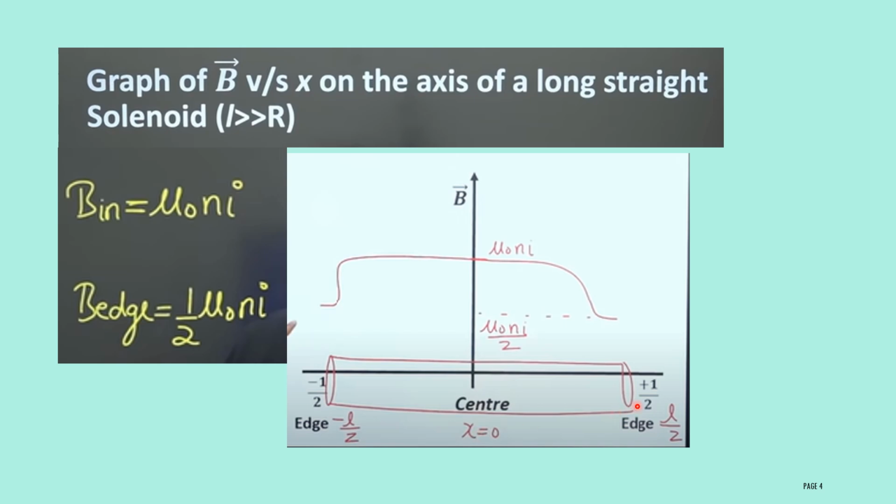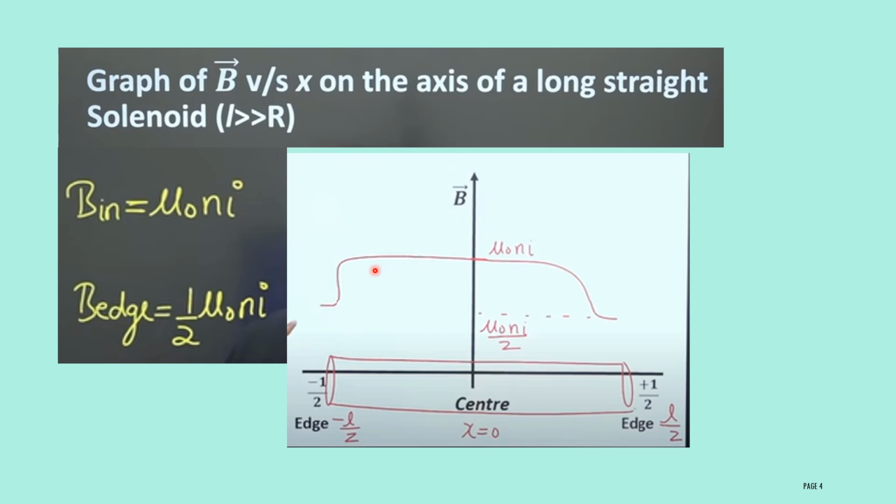Then if L is the length of the solenoid, at the positive x-axis the position will be L by 2, and on the negative axis it will be minus L by 2. If you plot the value of the magnetic field, you can observe that the magnetic field inside the solenoid is uniform. It represents this area. Then at the edges, the magnetic field becomes half of mu naught n I. This is indicated by this dotted line.